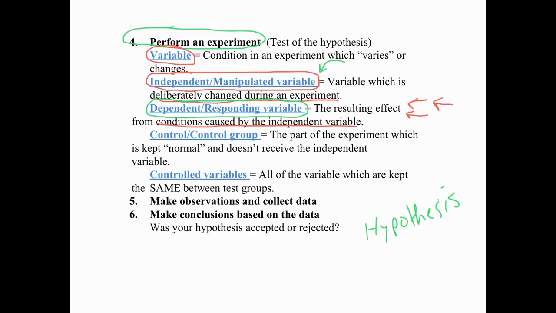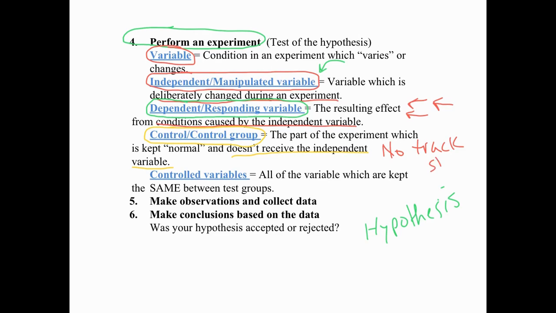Now, in a controlled experiment, we always have to have what's called a control group. This is the part of the experiment or the group which does not get the independent variable. For example, if we want to figure out if those track shoes made that female sprinter faster, we also had to have her run with no track shoes.